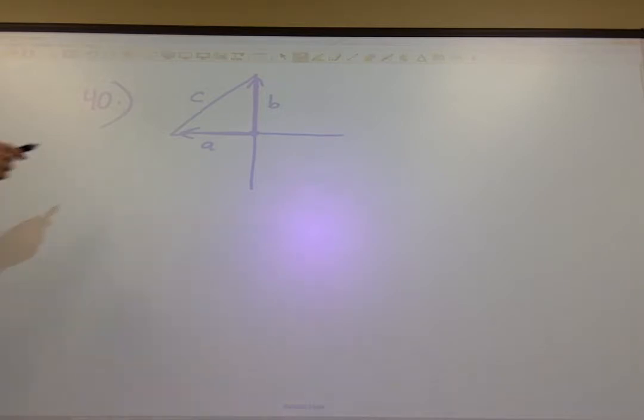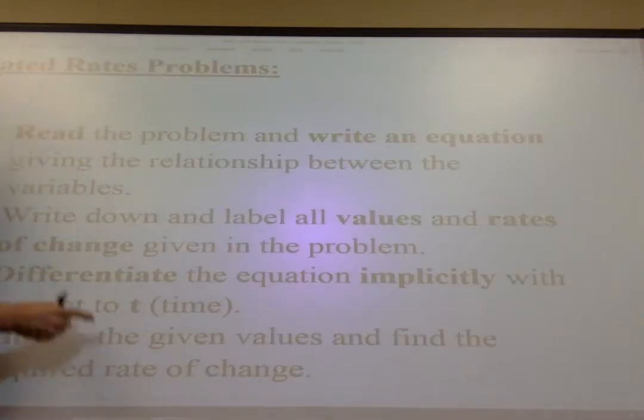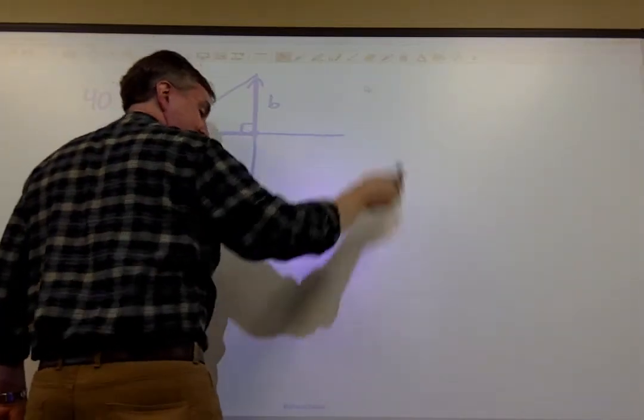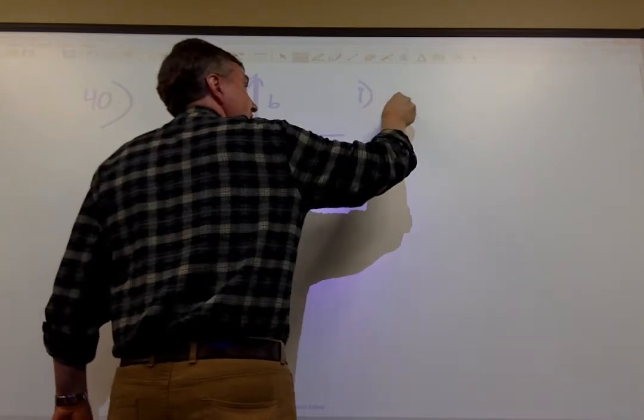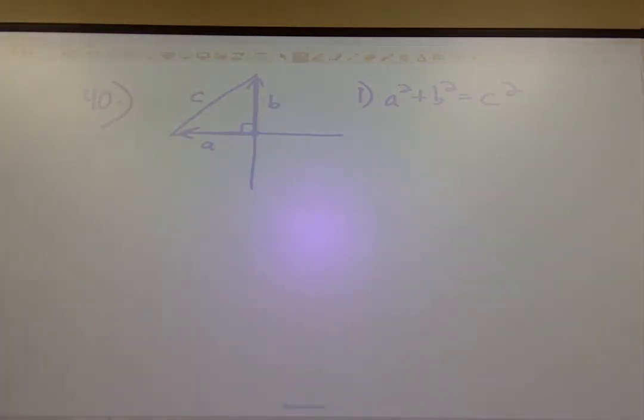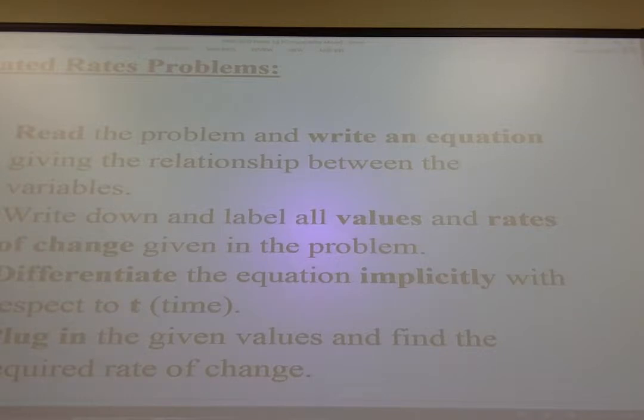I bet you know now what the relationship between those three lengths are. So when this says, write an equation giving the relationship between the variables, what are you going to say? Yes. A squared plus B squared equals C squared. Right triangle. We know that. And you agree with my picture, don't you? West, north, right triangle. Okay. What did it say second? Write down and label all values and rates of change given in the problem.